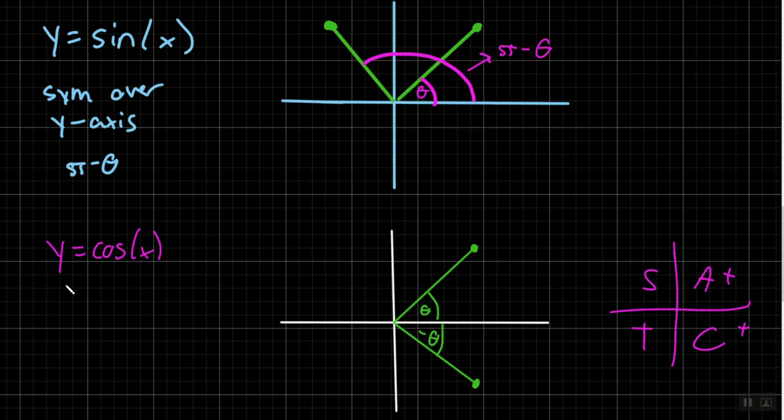Okay, so symmetry over what axis, Mark? X. Yep, x-axis. And you can say negative theta, or you can do a whole 2 pi minus theta. Whatever one you want. I think just put a negative, it's probably a whole lot faster.